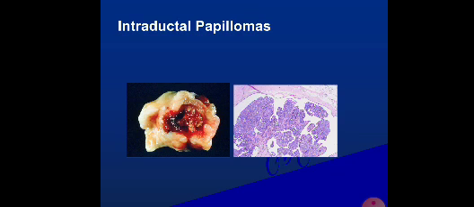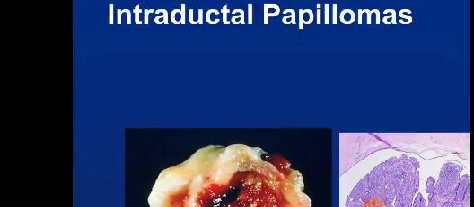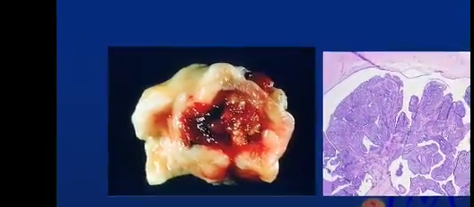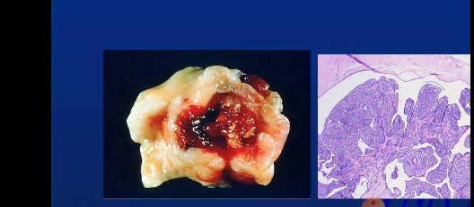Okay, here is a gross and the microscopic picture of this intraductal papilloma. We already discussed it in the previous lecture. See, here is a large duct. In the gross picture, you can see the cut section of the breast tissue. The large duct is filled with this papillary structure, and there are areas of hemorrhage also.